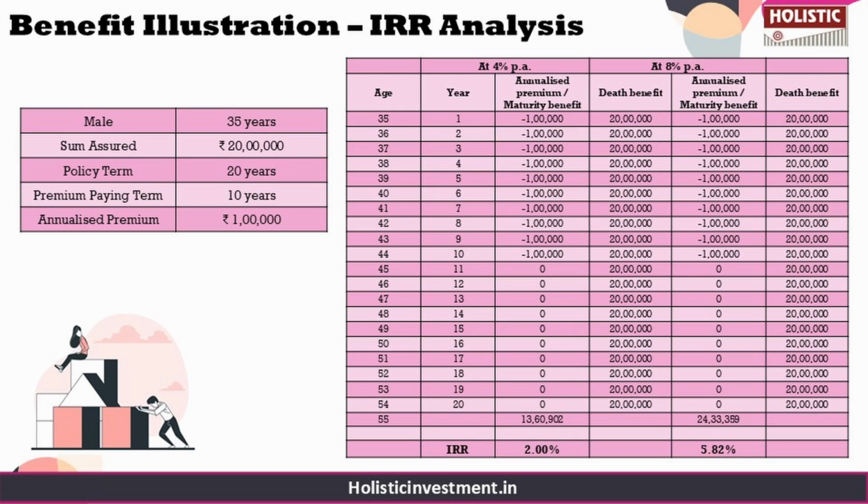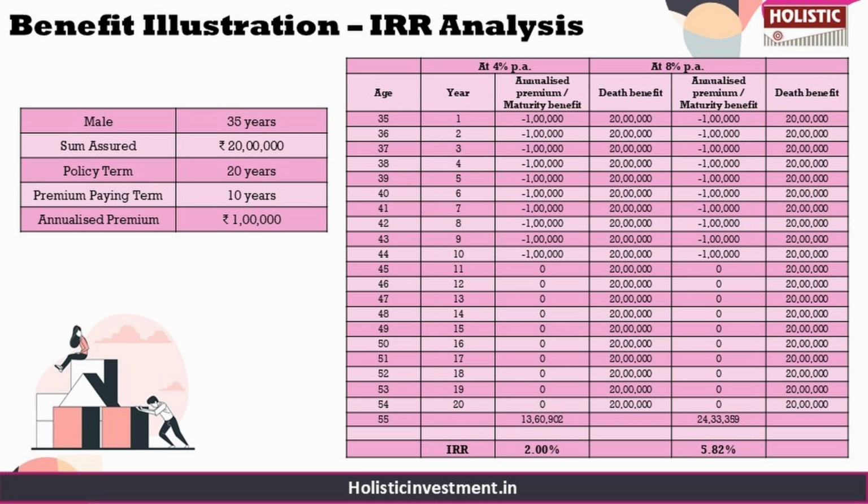So here, for calculation purposes, let us assume that a 35-year-old male has purchased this policy with a sum assured of 20 lakhs. The policy term is 20 years and the premium paying term is 10 years with an annual premium of 1 lakh. So if premiums are paid regularly, the investor receives the fund value at maturity.